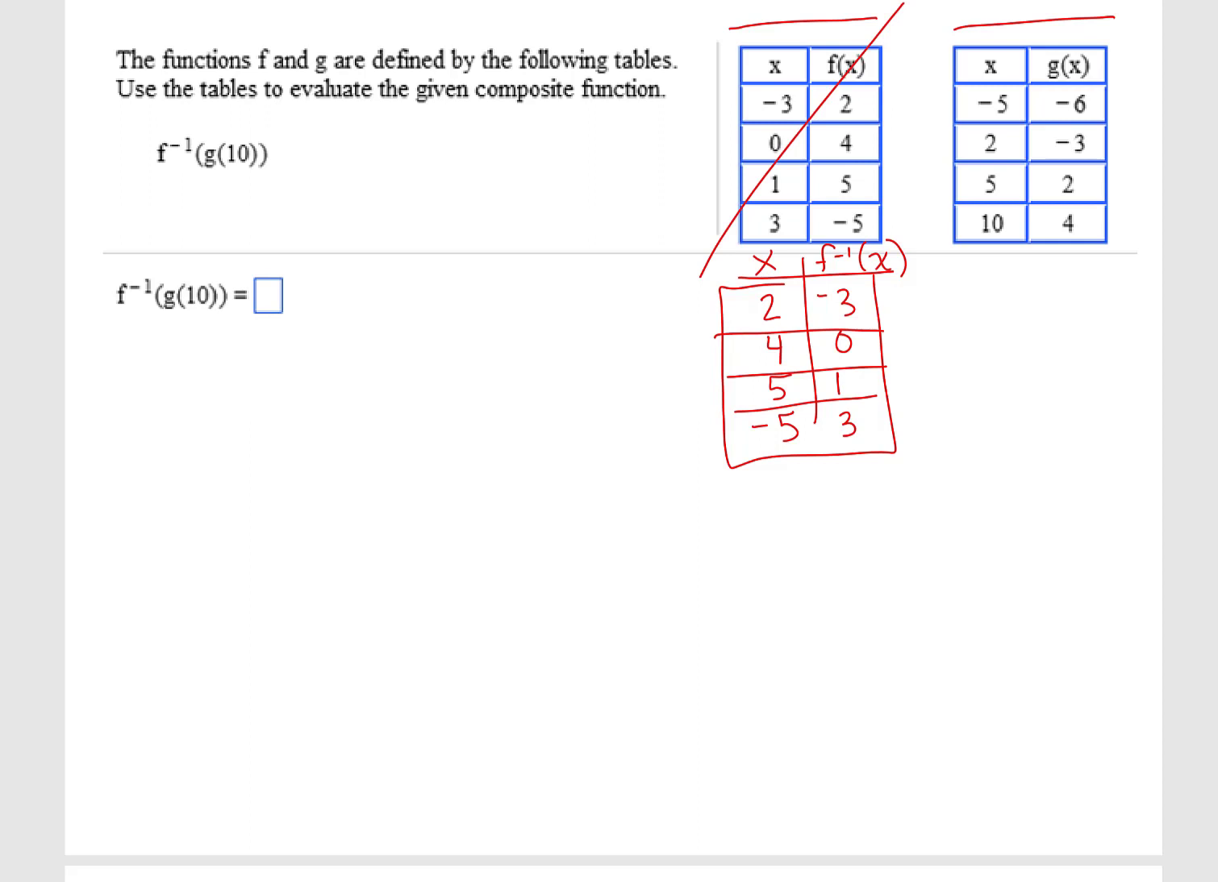So we'll start from the inside. What is g of 10 equivalent to? Well, let's go to the table for g of x. And we see that, right? When x is 10, my output is 4. So g of 10 is equivalent to 4. Okay, so then on our table for our inverse of f, when our input is 4, what is our output? 0. So this would be equivalent to 0.